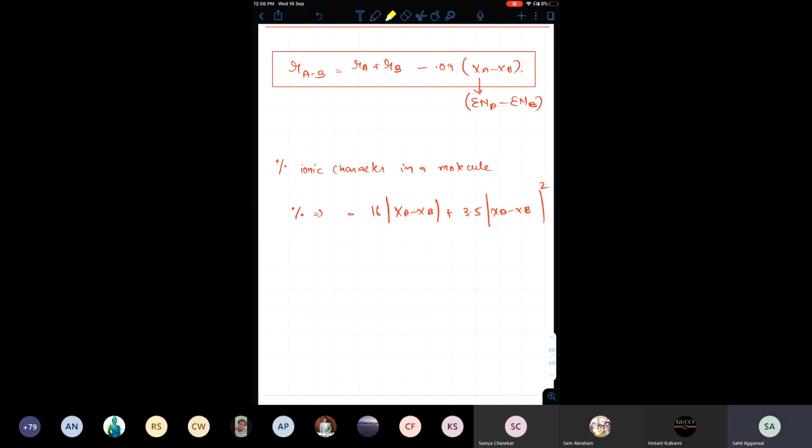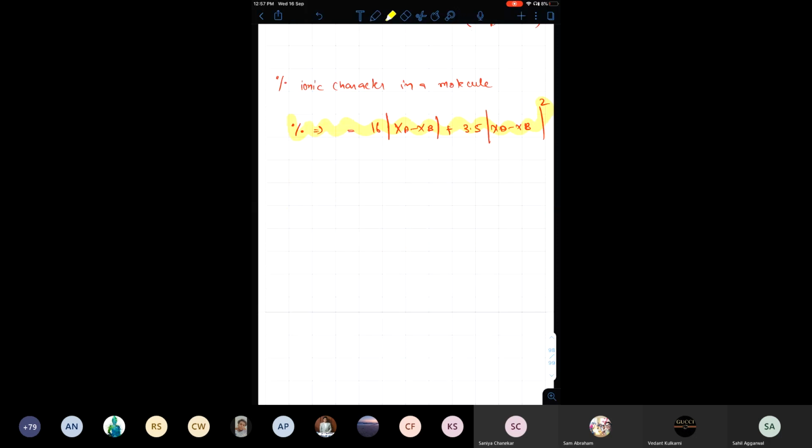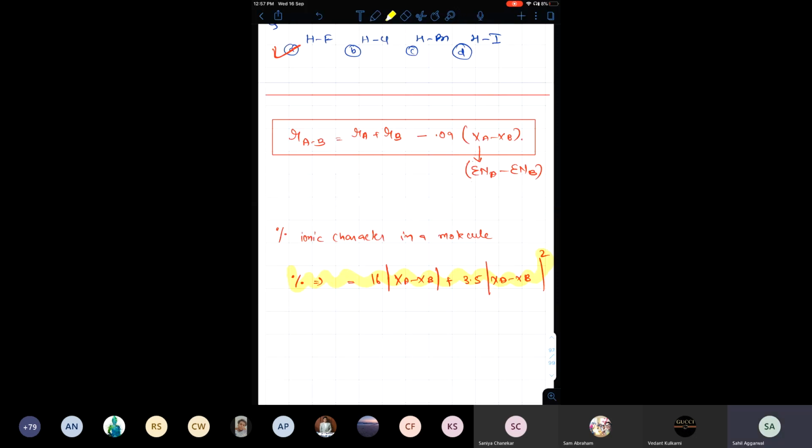So you should just know these formulas if at all they are asked. Understood, all of you? Now we'll go to a different thing. All of you understood both these formulas?